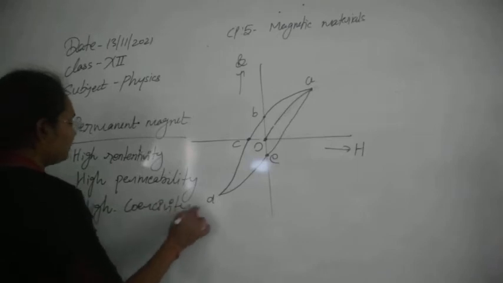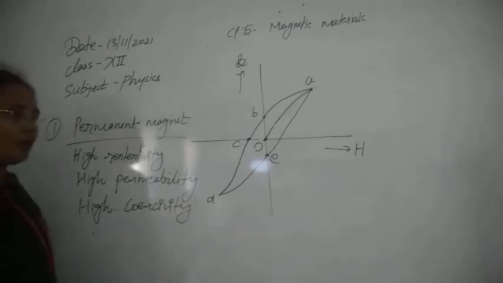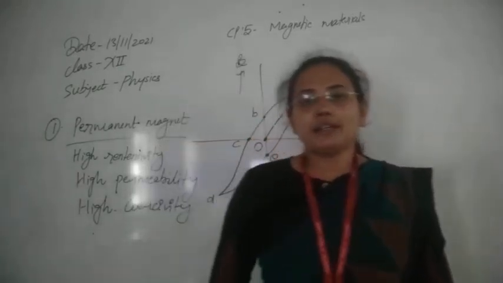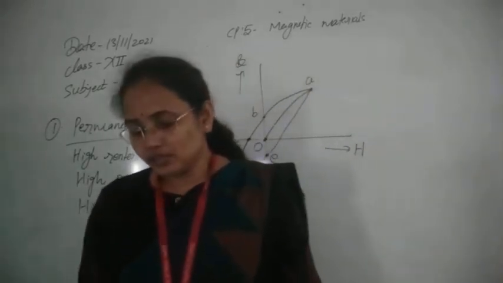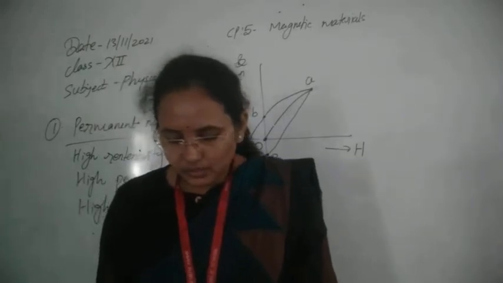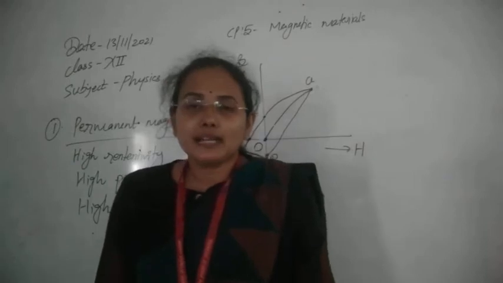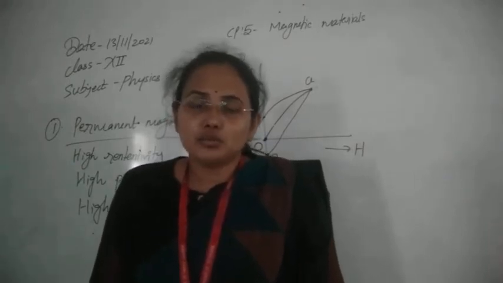High coercivity. So these are the three very important properties that we use to construct permanent magnets, and they are very stable magnets. For this we use a material that has high retentivity and high coercivity, and that's why we use steel to construct it.